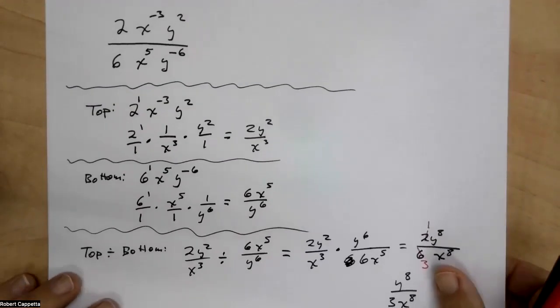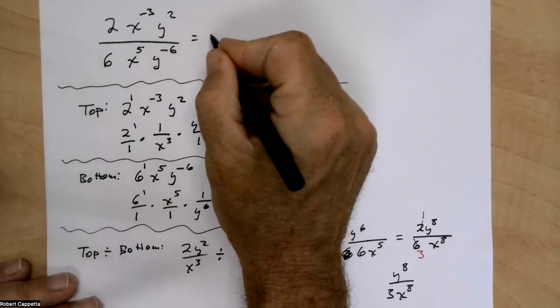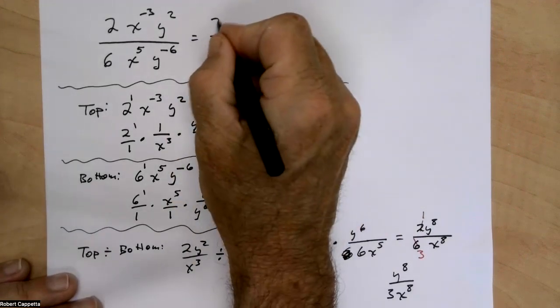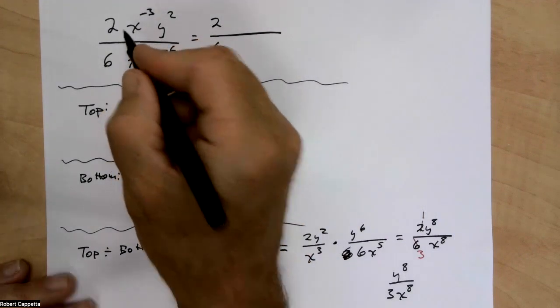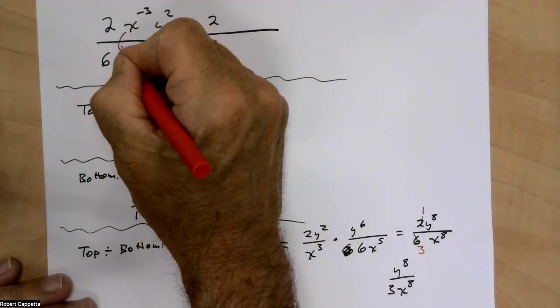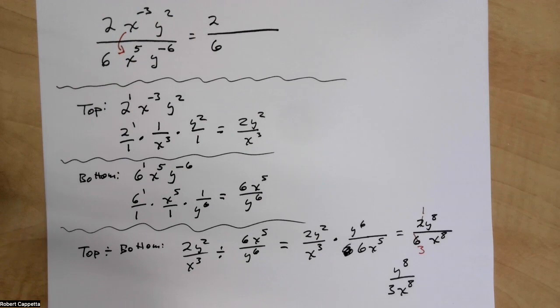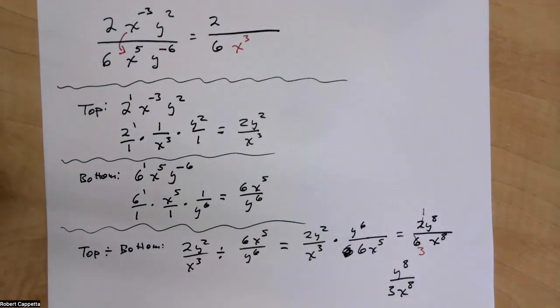So when we did this by thinking about everything it means, we had y to the 8th over 3x to the 8th. So we're going to try this one more time, and you'll see how this process is going to work. I'm going to leave the 2 alone. I'm going to leave the 6 alone. x to the negative 3 has a negative exponent, so that is going to move downstairs. Negative exponents have to move either downstairs up or upstairs down. So x to the negative 3 is going to move downstairs and become x to the 3rd. We see how that moved?